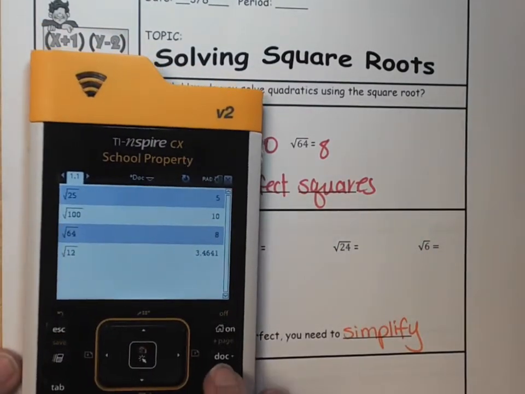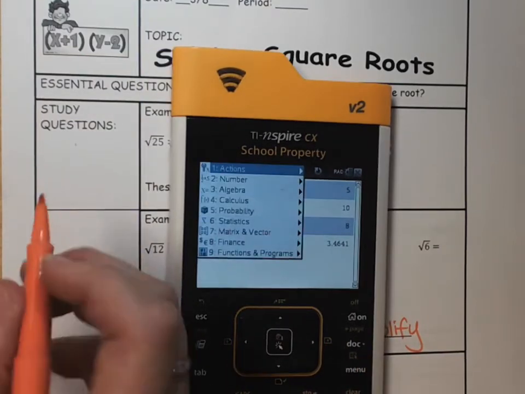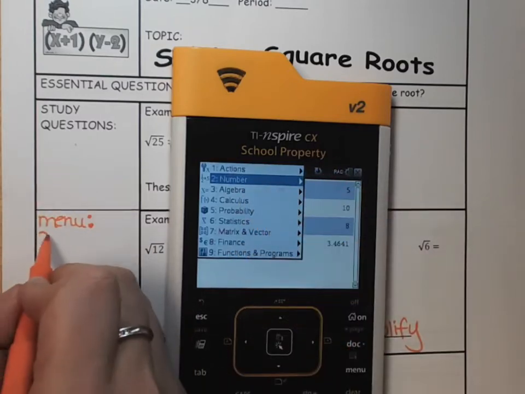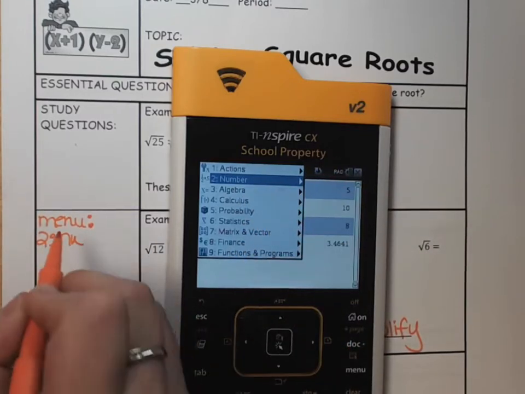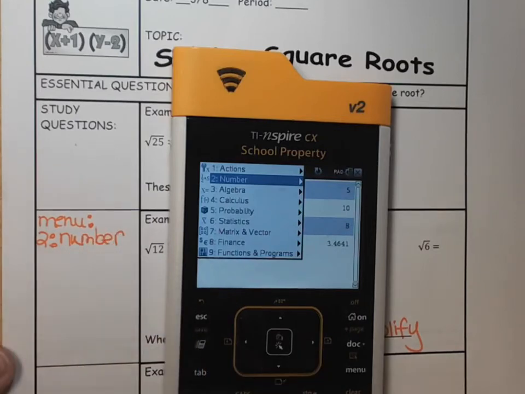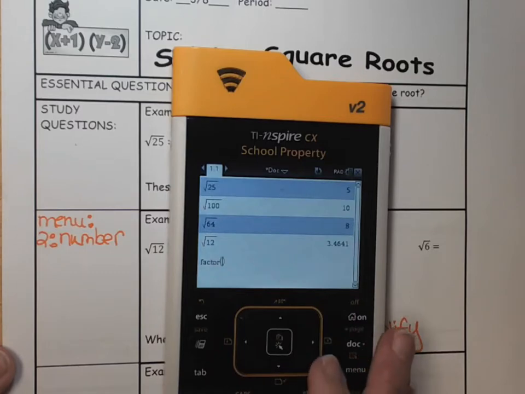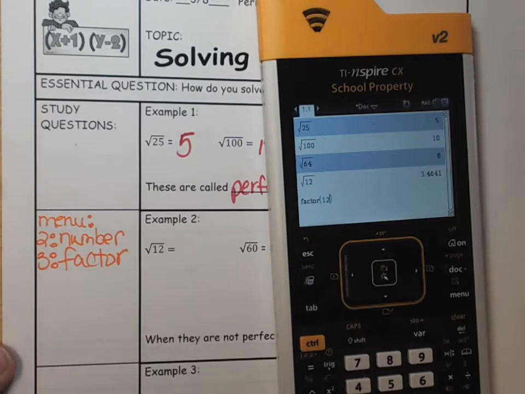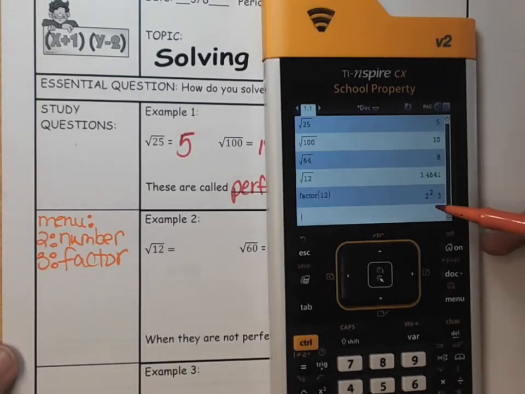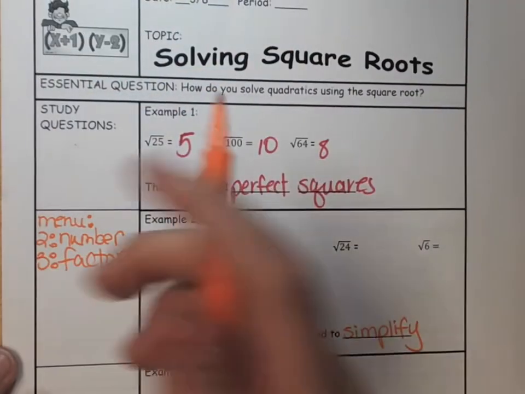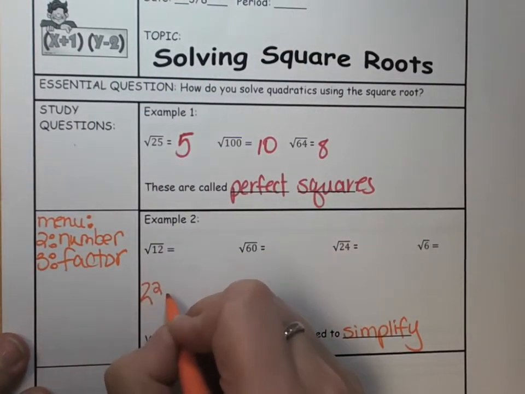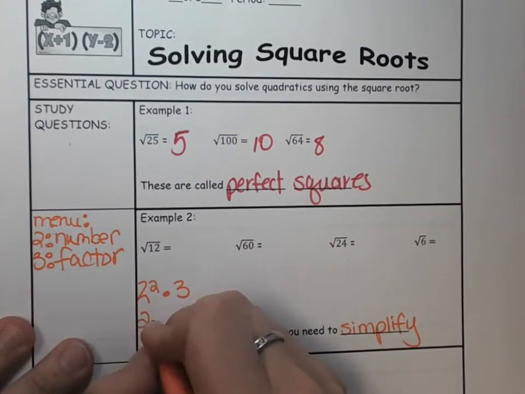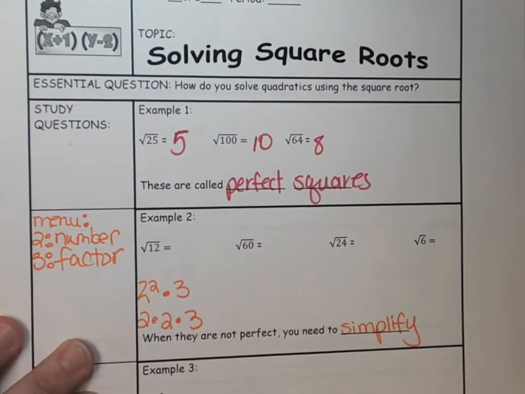So let's remember our steps. You're going to go Menu, on the calculator. We're going to pick a number, which is 2. And then factor, which is 3. And you're going to factor whatever number it is. So we're going to factor 12. It is 2 squared times 3. Remember guys, 2 squared is the same thing as 2 times 2 and then times 3.